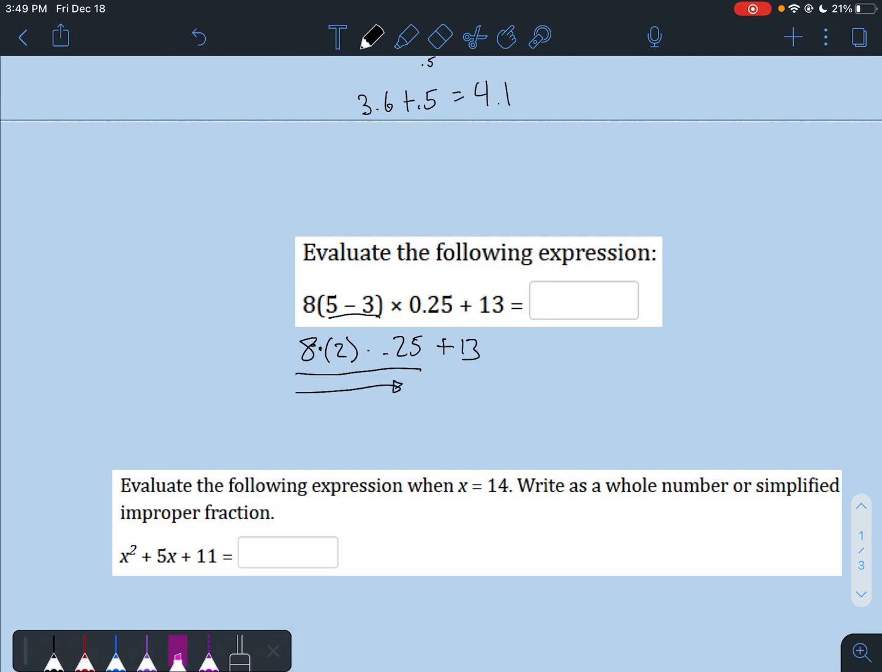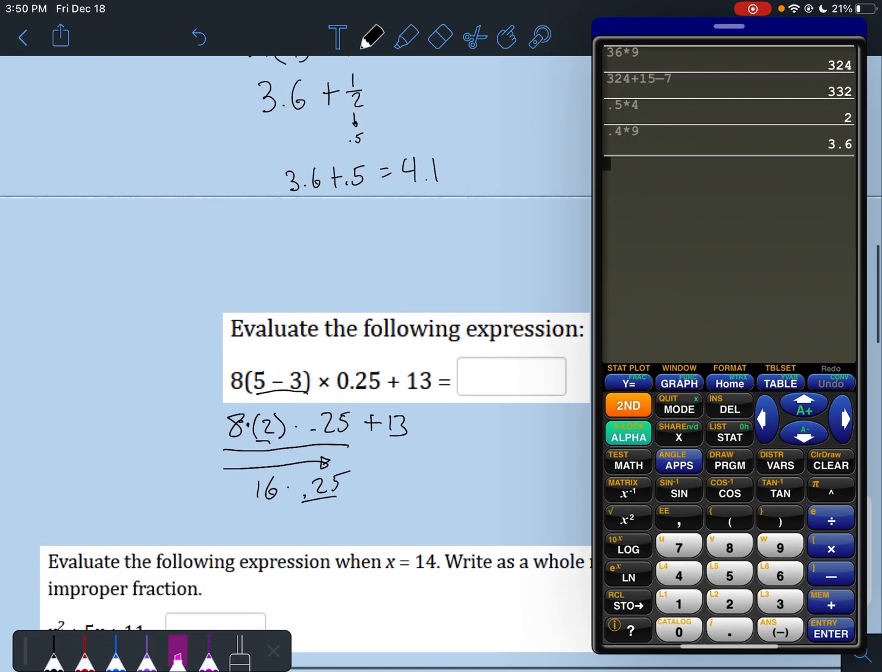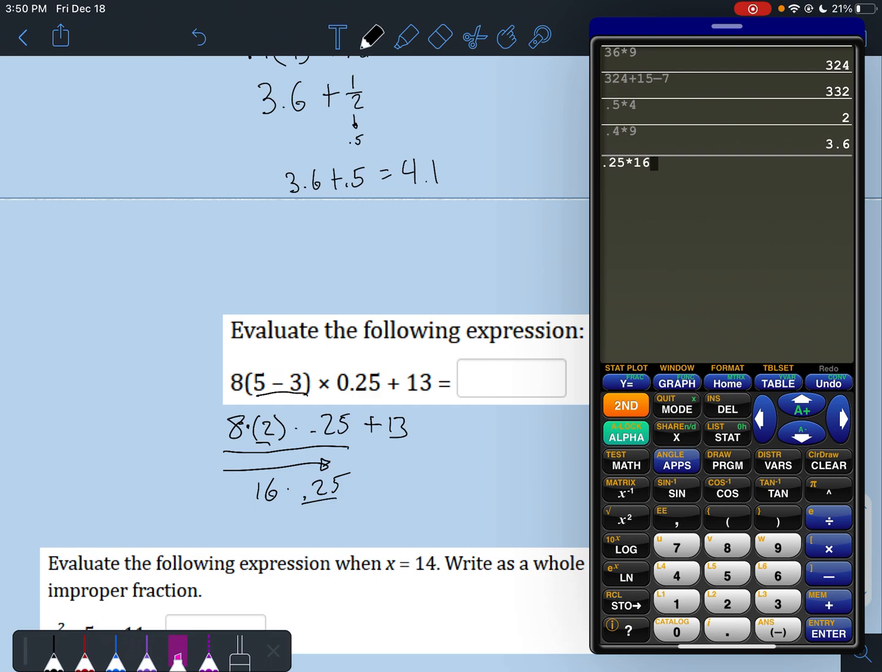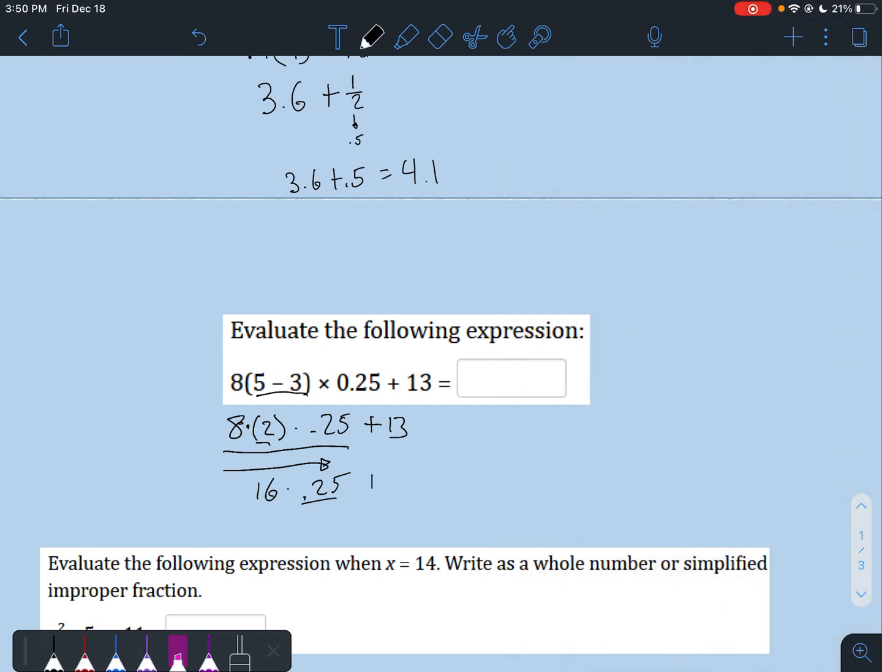This is all multiplication right here, so go left to right. So 8 times 2 is going to be 16 times 0.25. Well, 0.25 times 16 comes out to 4. So this is going to be 4 plus 13, which is going to end up giving you 17.